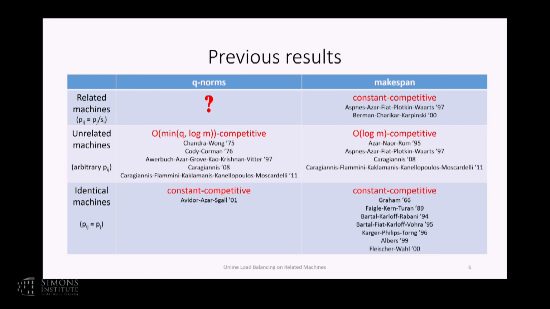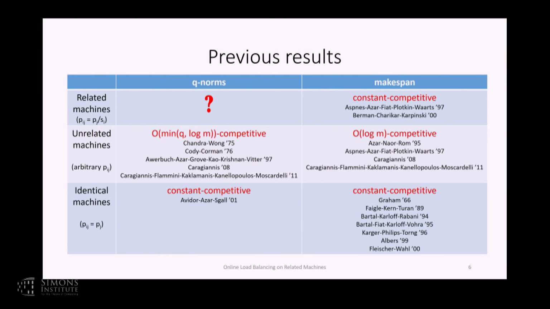Okay, so what's the situation for related machines? That's what I want to address today. Now, before I go there, I want to make one remark. So one thing you might guess from looking at this slide is that perhaps constant competitive makespan algorithms imply constant competitive algorithms for all norms.